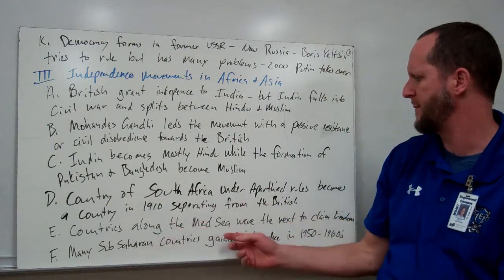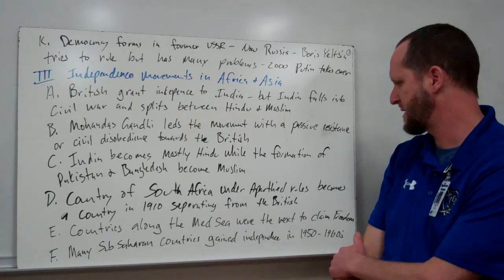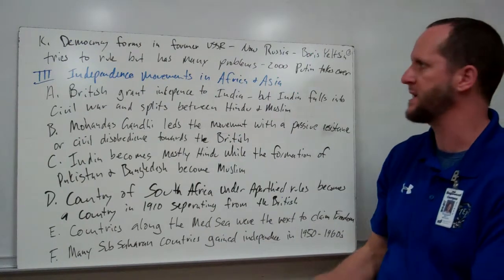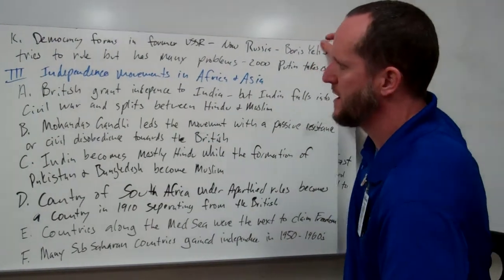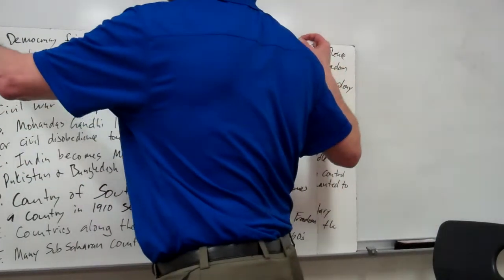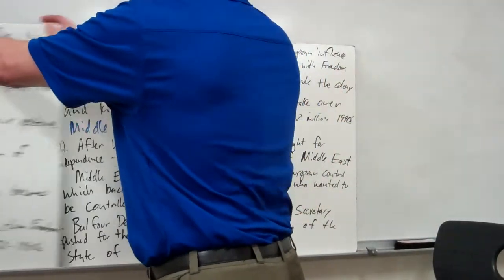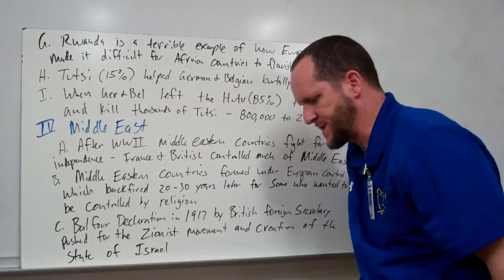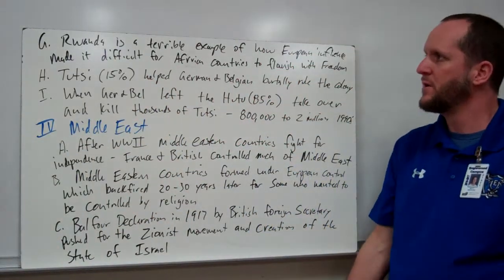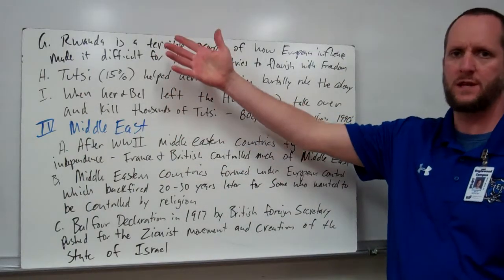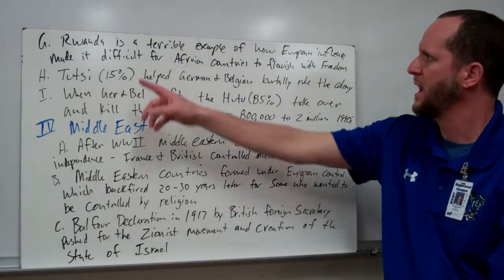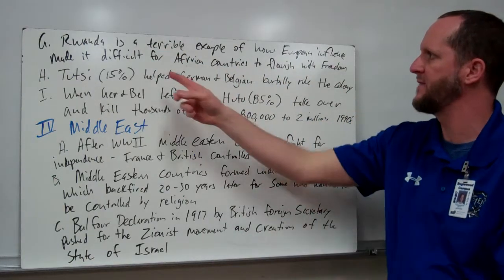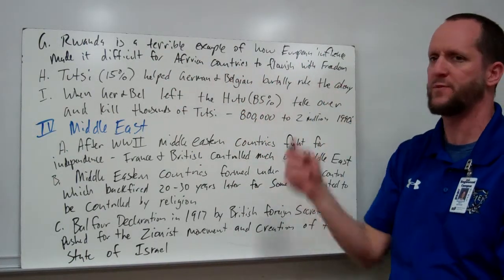Now, countries along the Mediterranean Sea were the next to claim freedom. Many sub-Saharan countries gained their independence in the 1950s and 1960s. Last board here. Now, one example of sub-Saharan African country is Rwanda, that gained its independence from Germany and Belgium. Rwanda was a terrible example of how European influence made it difficult for African countries to flourish with freedom.